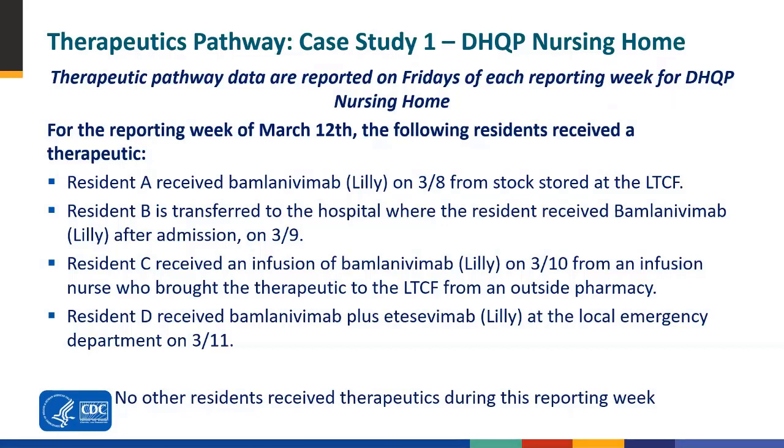Resident B is transferred to the hospital where the resident received bamlanivimab after admission, on March 9th. Resident C received an infusion of bamlanivimab on March 10th from an infusion nurse who brought the therapeutic to the facility from an outside pharmacy. Resident D received bamlanivimab plus etesevimab at a local emergency department on March 11th. No other residents received therapeutics during the reporting week. On the next slide, we'll go through how to enter that data into the pathway.